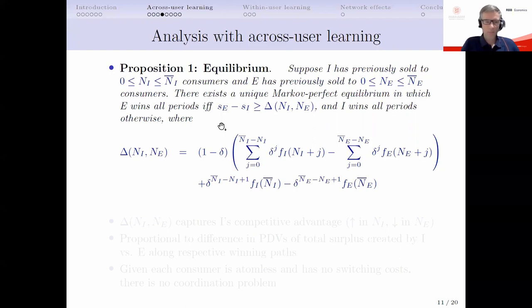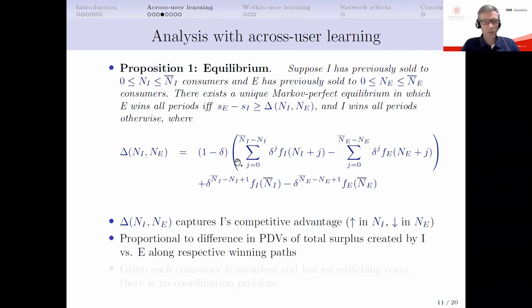So delta is a function that is the summation. And if you divide through by one minus small delta here, you should be able to see this is just the present discounted value of the utility that I would offer in every period going forward if it wins in every period, including after it reaches the threshold, minus the utility that E would offer from the current period through to infinity if it wins in every period. And of course, taking into account that it will eventually get to the threshold in that case. So the delta function is proportional to the difference in the PDVs of the surplus created by I and E along the winning paths.